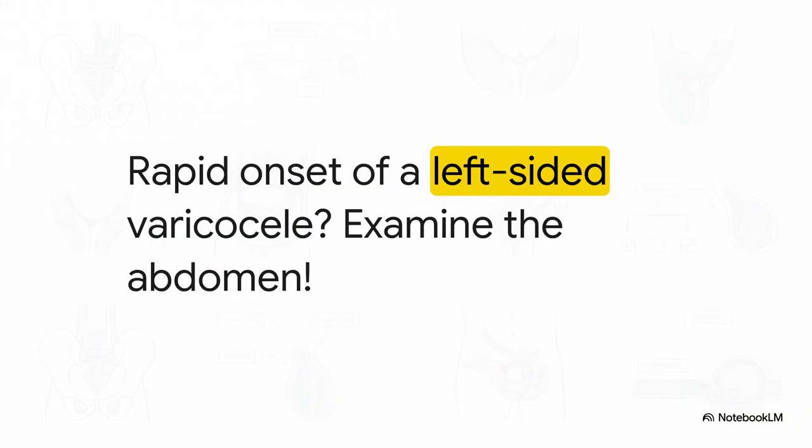Now, this is a vital diagnostic clue. This is the kind of thing that separates the good clinicians from the truly great ones. If an older patient walks in with a sudden, rapid onset of a left-sided varicocele, you need to examine their abdomen. Why? Because a left renal carcinoma, a kidney tumor, can actually grow down into the left renal vein. It physically blocks the left testicular vein from draining, so all that blood backs up right into the scrotum. Crazy, right? Always check the abdomen in these cases.